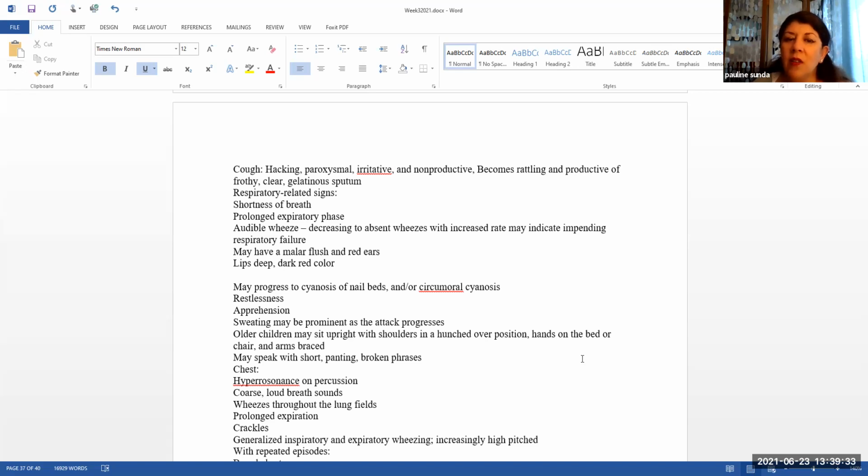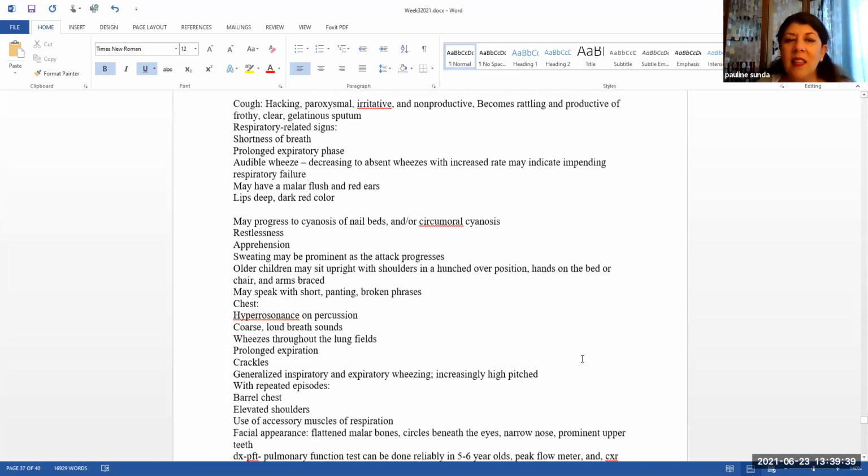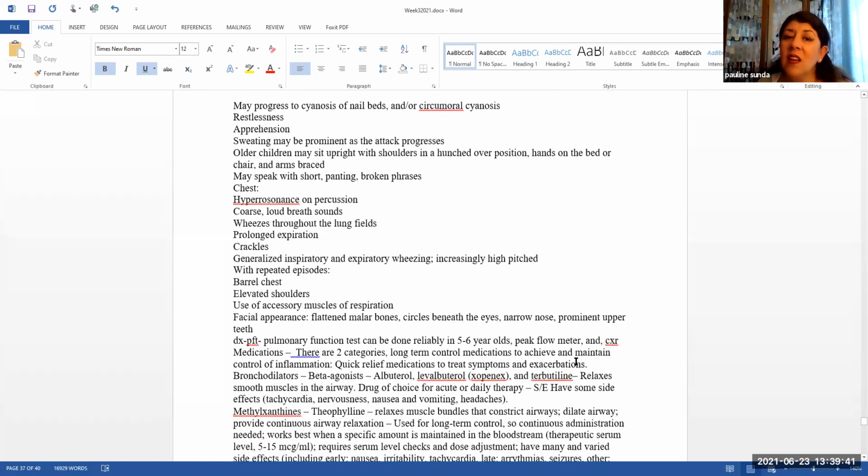They can have a malar flush and red ears. Lips can be a deep, dark red color. They can then progress to cyanosis of the nail beds and or circumoral cyanosis. Restlessness, apprehension, sweating may be prominent as the attack progresses. Older children may sit upright with their shoulders in a hunched over position, hands on the bed or chair with the arms braced. They might actually be speaking with very short, panting, broken phrases.